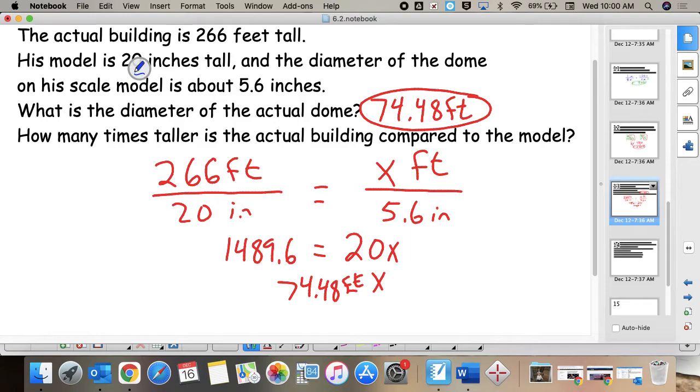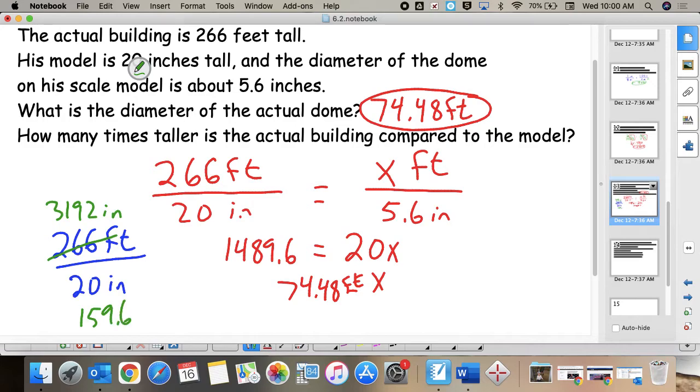Now it says how many times taller is the actual building compared to the model? So this is where we're going to take our 266 feet tall divided by our 20 inches. So we do need to convert here. 266 feet is 3,192 inches. Divided by 20, we get 159.6 times taller.